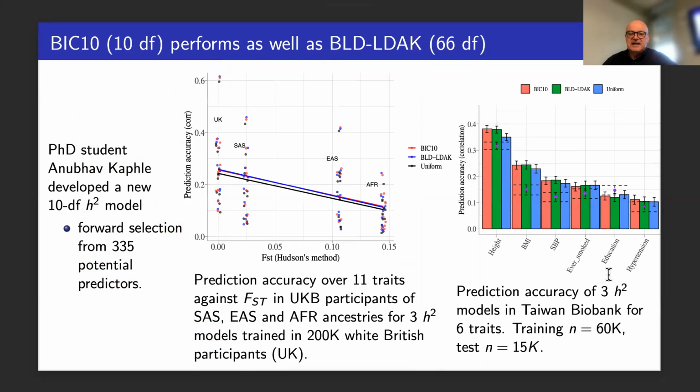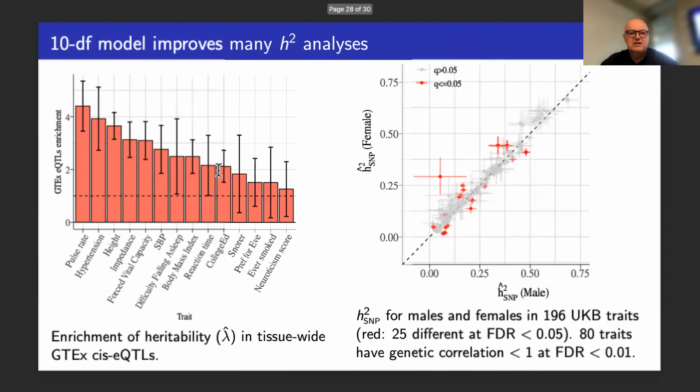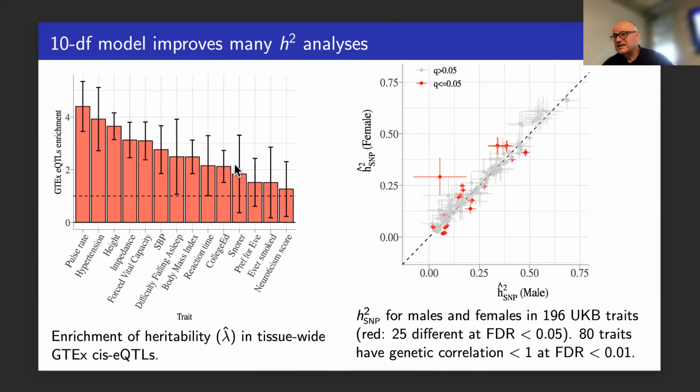So I'm now near the end of my time, so I should try and finish up, but this is some work that my recent PhD student has been doing in developing a better 10 degree of freedom heritability model, and just to show that it works about as well as the 66 degree of freedom model, and gives you, because it's easy to handle, there's a lot more analysis you can do, like the enrichment of heritability in EQTL sites for different phenotypes, looking at male versus female.